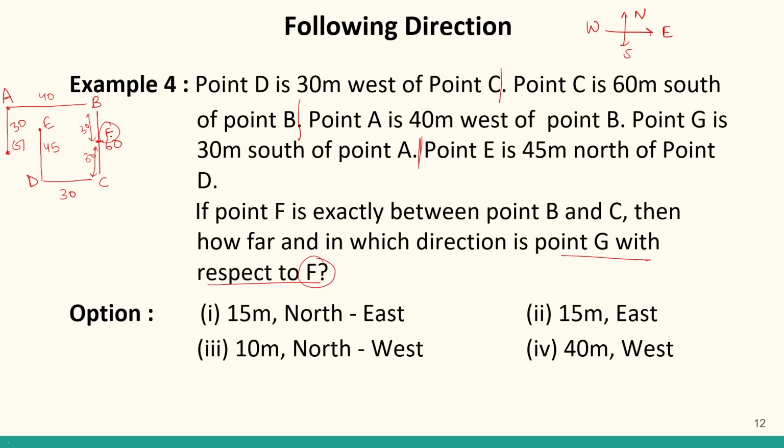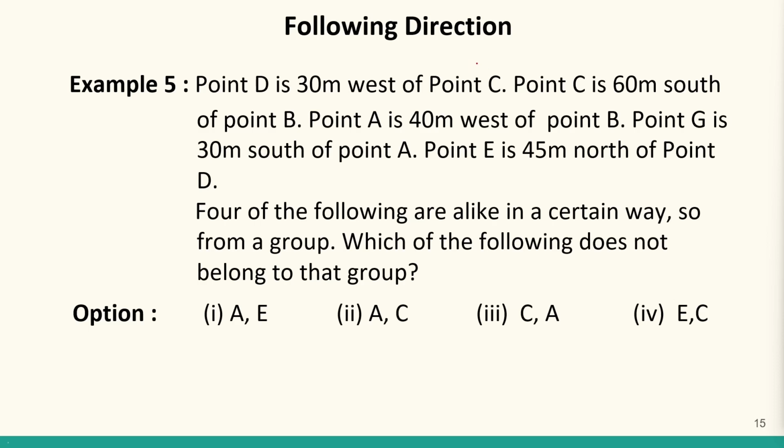How far and in which direction is point G with respect to point F? So with respect to point F, G will be in the straight line. So G will be towards the west, right? And then we have to find out how far also. Here again, the distance between F and G will be equal to the distance between A and B, because they fall in the same line. So it will be 40 meter. So our answer will be 40 meter west, which is option number 4. Clear?